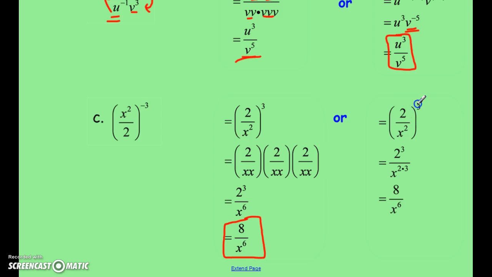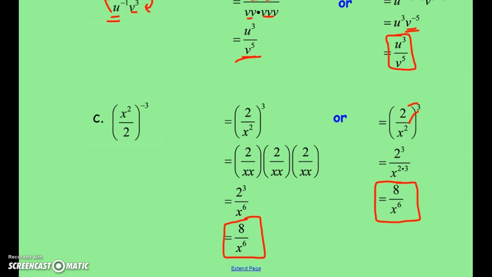So after we did the switch, the next thing we did was we took that exponent and we applied it to both parts. Applying it to the top just leaves it as 2 to the third. On the bottom, it's x squared to the power of 3, which means we power to a power, we multiply. When we finish expanding it, we get 8 divided by x to the power of 6.